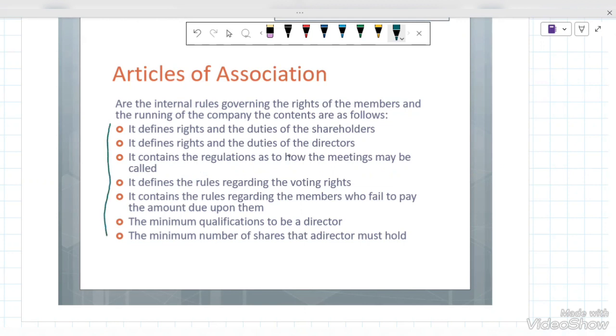These are some contents involved in the Articles of Association. It basically defines the rights and the duties of the shareholders and the rights and the duties of the directors. And it contains the regulations as to how meetings may be called, like the annual general meeting, which is very necessary because it is kind of the decision, or maybe the fate, of our company.